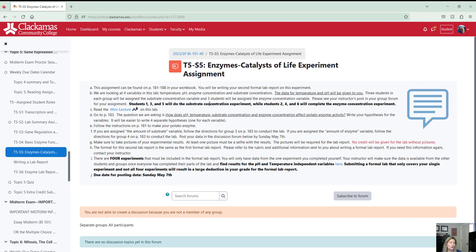Even though you only completed one of the experiments, you're writing a report on all 4 of the experiments. That includes the data that was collected by your fellow students on the other experiment, as well as data that we provided you on the pH and temperature experiments. So you're going to be incorporating all of those.